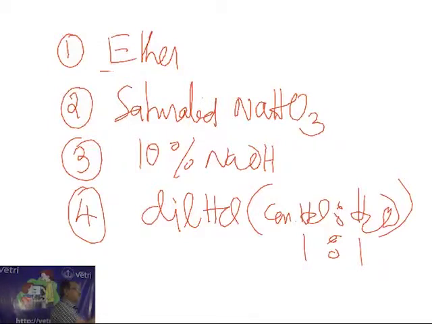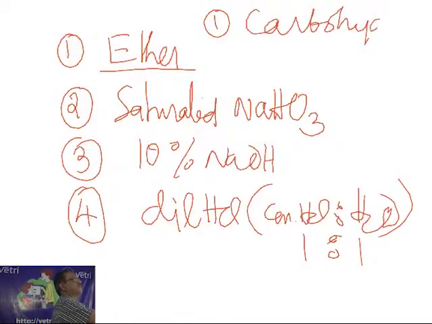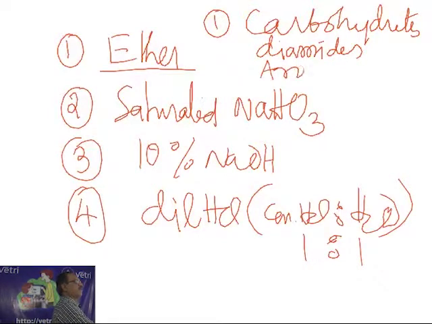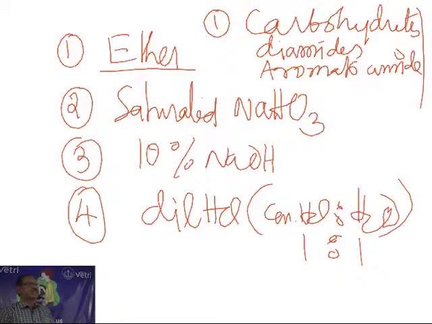So what is the ether used for? Generally all organic compounds are soluble in ether except carbohydrates, diamides like urea, and aromatic amide. When these compounds are present in the mixture, we can use ether. All other compounds are soluble in ether. So ether you can apply if it is a carbohydrate, a diamide like urea, or an aromatic amide, right?